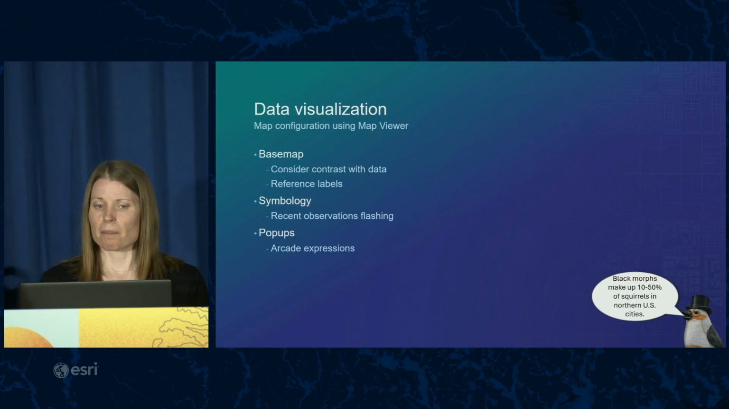So some base map considerations using the contrast. We're also going to talk about the reference labels, and then the symbology for the squirrels, and also to highlight some of our recent observations using flashing, and then the pop-ups using Arcade expressions.